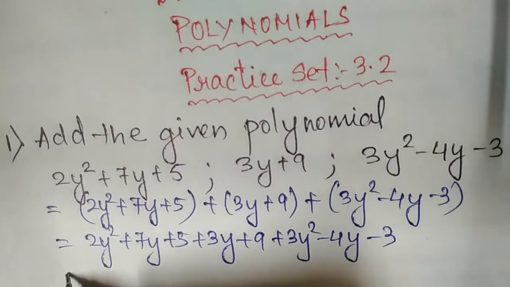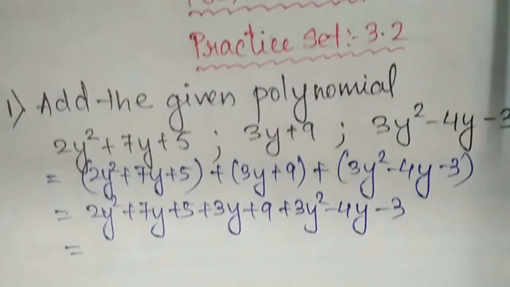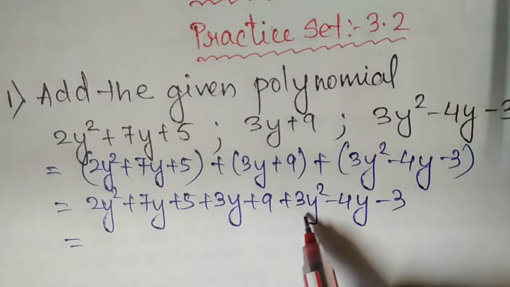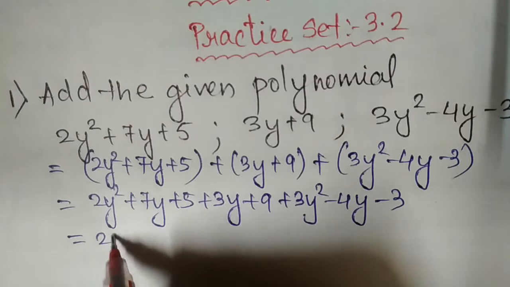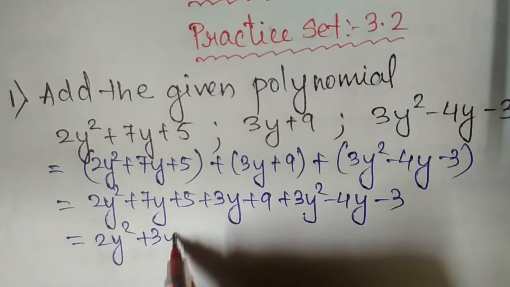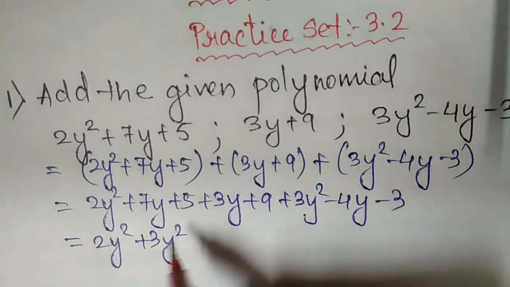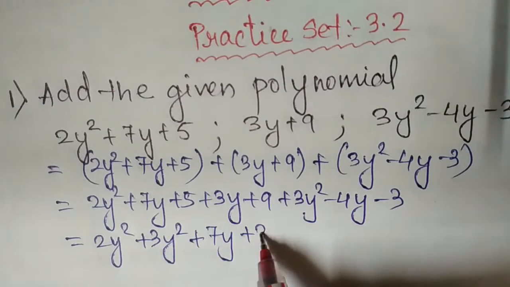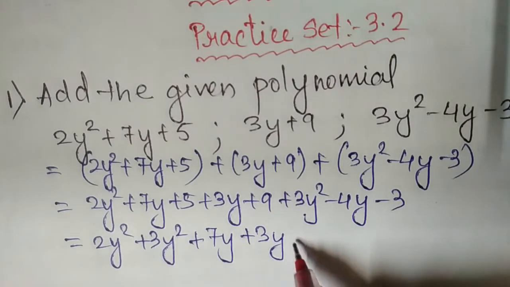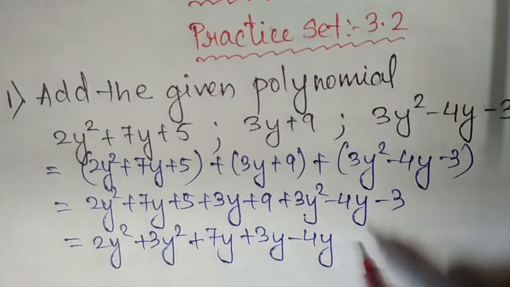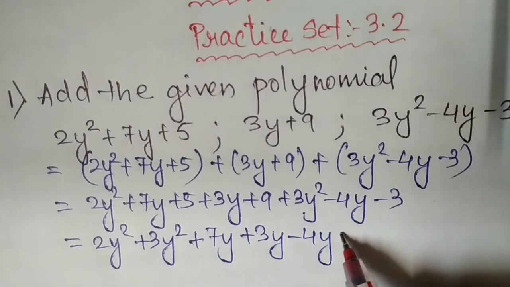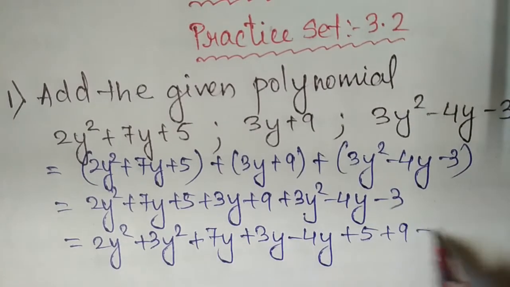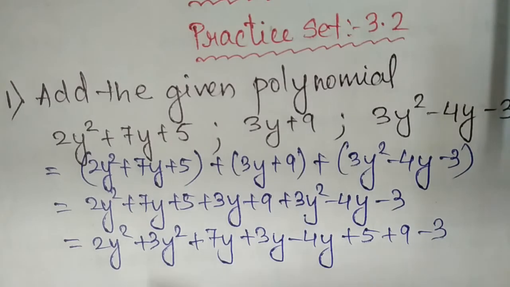Then we will write the like terms. Like terms means 3y square and 2y square: 2y square plus 3y square. Then plus 7y plus 3y and minus 4y. Then the constant terms are there: plus 5 plus 9 and minus 3. So now sort it out.